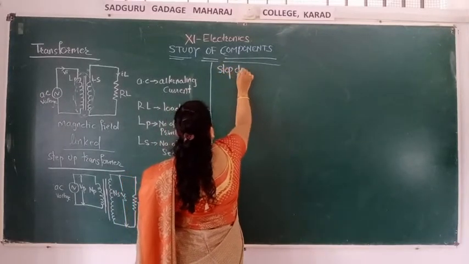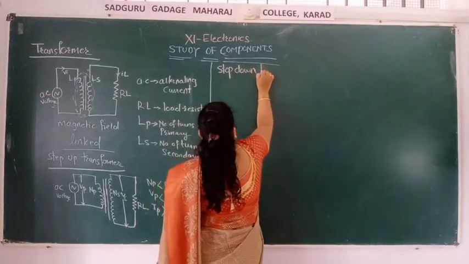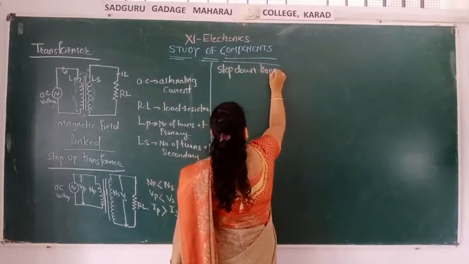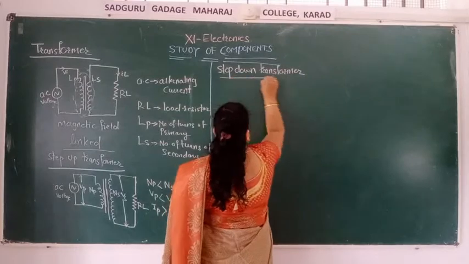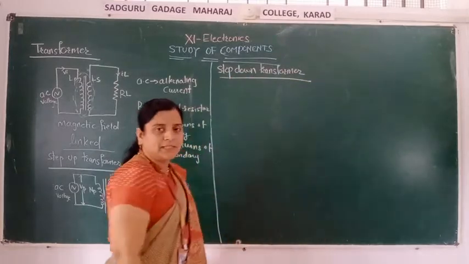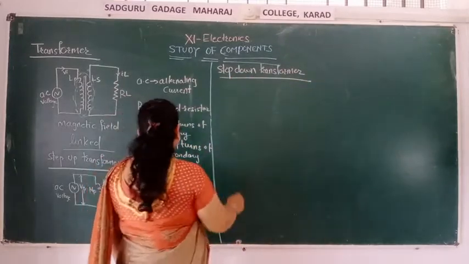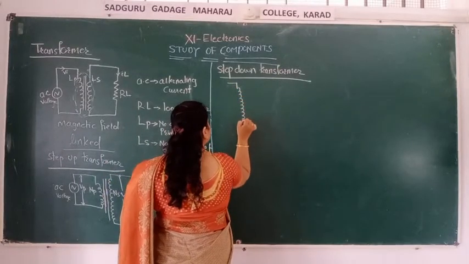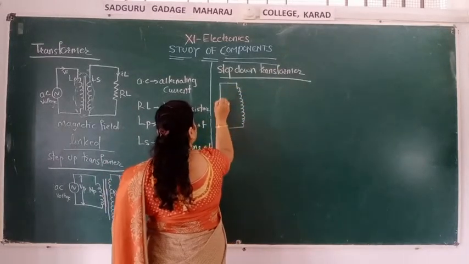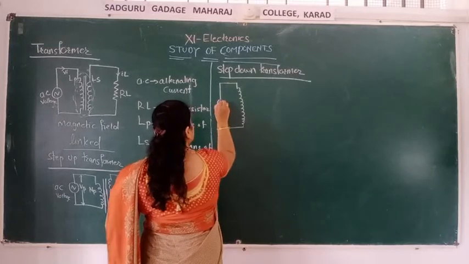Step down transformer. Exactly opposite of the step up transformer is the step down transformer. What will happen there? Number of turns of the primary will be greater than number of turns of the secondary.